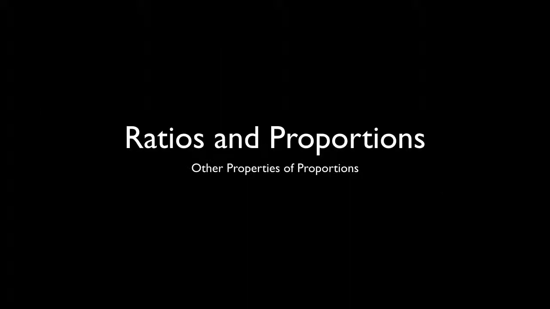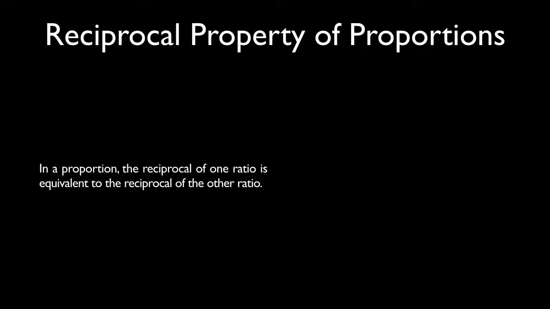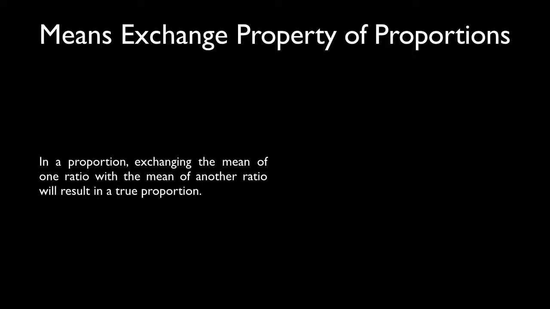Now there are other properties of proportions that are very important. The first one is the reciprocal property of proportions. This one says that if you reciprocate one ratio, you can reciprocate the other, and you'll still have a true statement. So if A over B is equal to C over D, then B over A is equal to D over C. We also have the means exchange property of proportions. This says that if you exchange the means of the two ratios, the proportion will still be true. In other words, if A over B is equal to C over D, then A over C is equal to B over D. Notice we've just exchanged C and B.